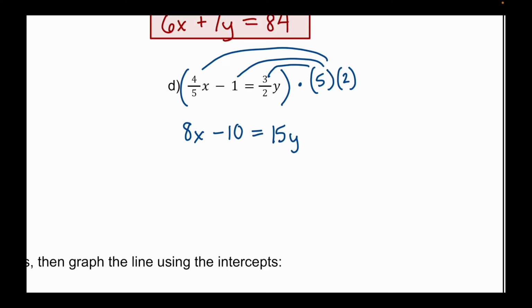So that is the tricky part, multiplying by both of them there. You could do it one at a time, and that would work too. But I like to do them both at once.